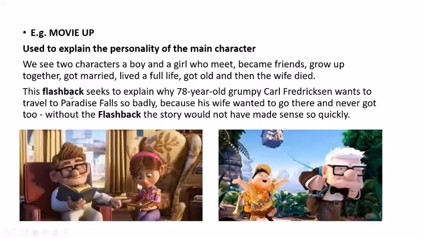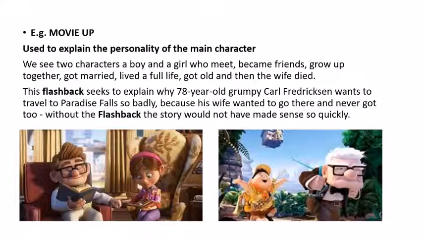A very good example of a flashback is the movie Up. It's used to explain the personality of the main character. So, in this movie, it begins where you see two characters, a boy and a girl. They meet, they become friends, they grow up, they get married, they live a full life. They get old and then the wife dies. So this flashback is very important because it explains why 78-year-old grumpy Carl Fredrickson wants to travel to Paradise Falls so badly, because his wife wanted to go there and never got to.